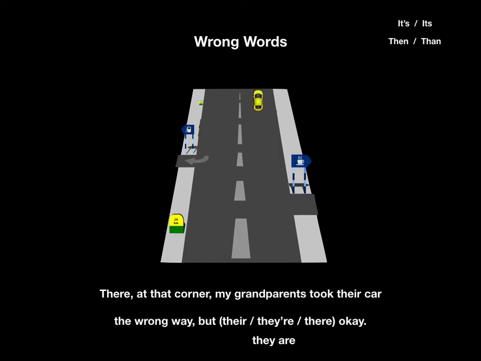In order to see whether T-H-E-Y apostrophe R-E is correct, we can place they are within the sentence and see whether the sentence makes sense. But they are okay. Since the sentence is correct, we can use the apostrophe RE form. There, at that corner, my grandparents took their car the wrong way, but they're okay.